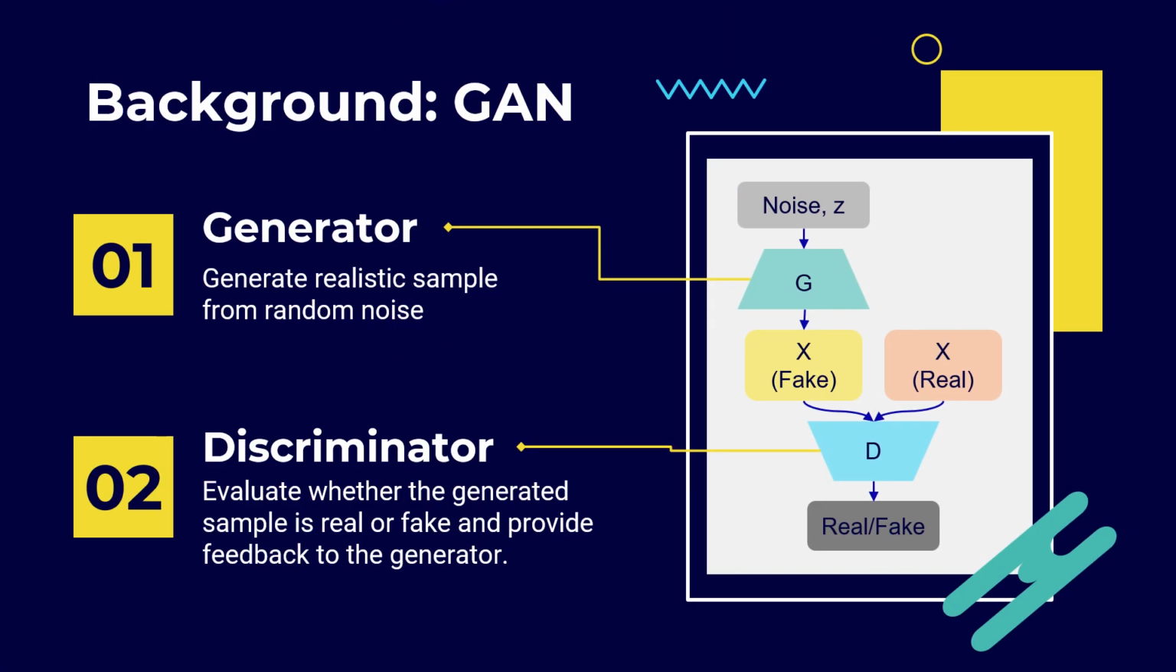GAN is composed of two neural networks, a generator and a discriminator. The generator can map random noise to realistic samples, while the discriminator is used to evaluate whether the generated samples are real or fake and provide feedback to the generator.